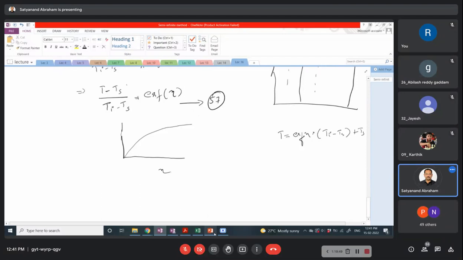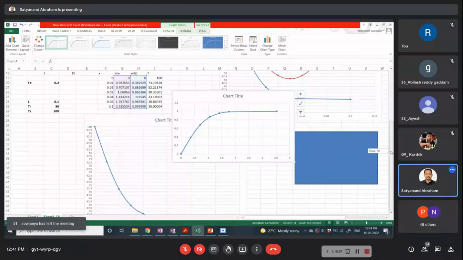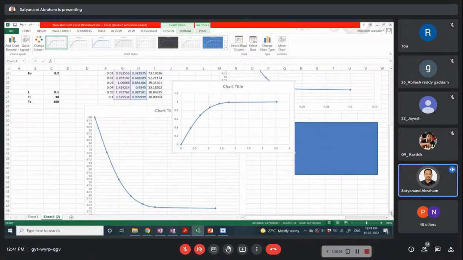That is the importance of the semi-infinite solid also. Even though we started by saying that it is an idealized one, we have seen that even for a very small slab like a 5 centimeter slab with the given boundary condition, up to almost 7 seconds, we can consider it as a semi-infinite solid. That's what we will see in the next section.